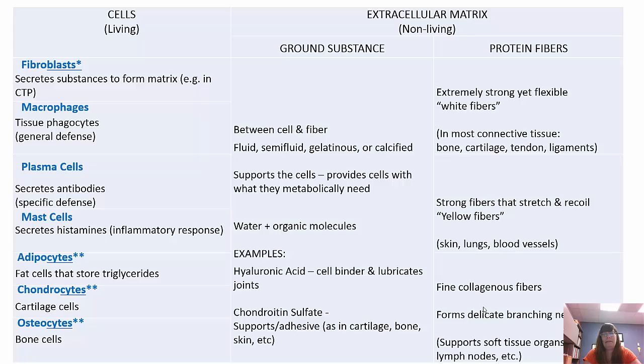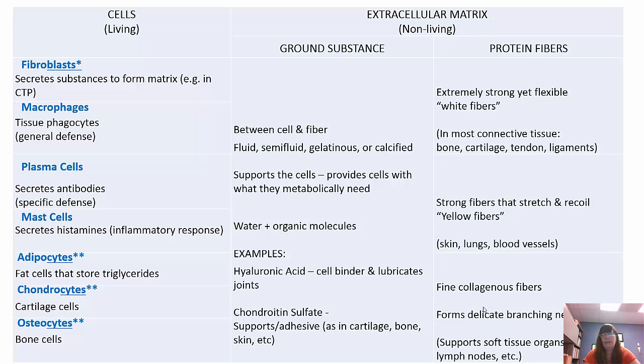So fibroblasts secrete the matrix, and as I said, they could secrete reticular fibers, collagen, or elastic fibers. Macrophages, as I said, are the phagocytes that engulf things. Plasma cells secrete your antibodies, and we'll talk more about plasma cells in AMP2 when we get to immunity. Mast cells secrete histamine. Mast cells are the equivalent of basophils in the immune system. So basophils, again, immunity, you'll talk about that in AMP2.